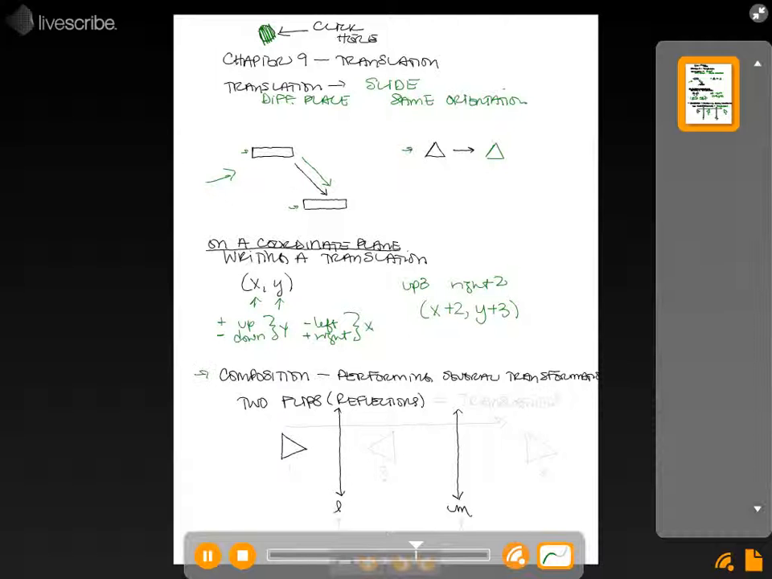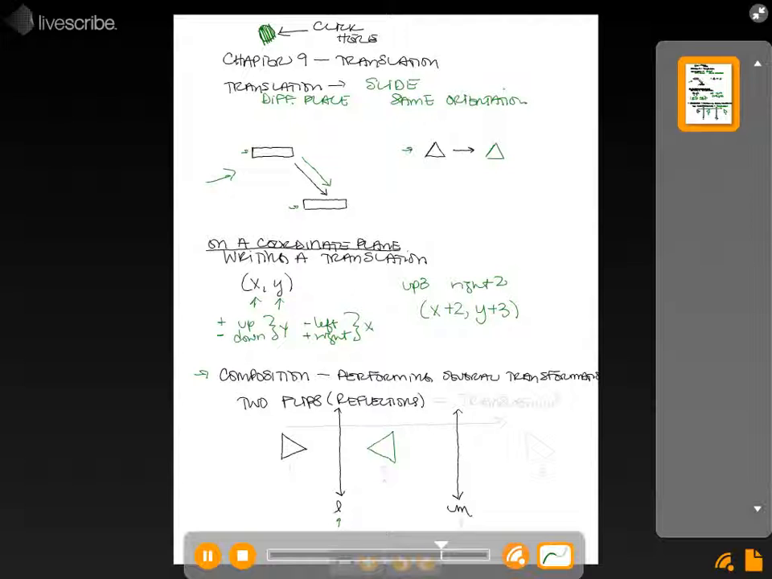Okay, last thing, I want to talk about a composition. A composition is when you perform several transformations over and over again. Okay? So we're going to start here. We're going to do 2 flips, 2 reflections. I'm first going to take my figure and I'm going to reflect it over line L. Now remember, a reflection should be the same distance away, and my figure should be about the same. It should be the same size. Mine's about the same size because I'm freehand drawing these, but should be the same size, just a different orientation.